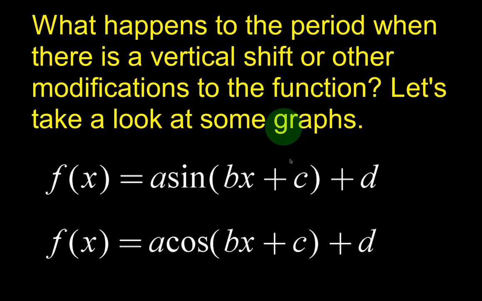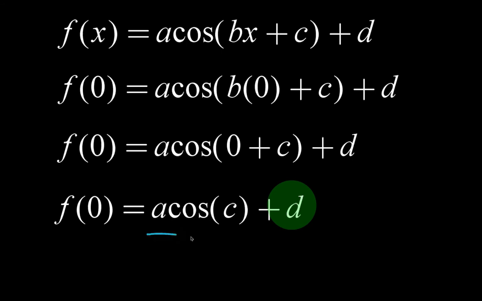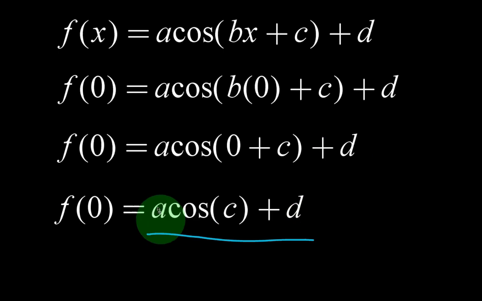So let's look at a formal proof for cosine. We've already looked at sine. If f of x is equal to a cosine of bx plus c, plus d, and by the way, this is the same exact proof as sine, so I'm not going to spend as much time on it. If we plug in 0 for x, we get 0 plus c inside, and we get c. So f of 0 is equal to a cosine of c, plus d. That's as simple as we can get with the y value at 0 when we have introduced a, c, and d. That's the y value when we plug in our first x value of 0.